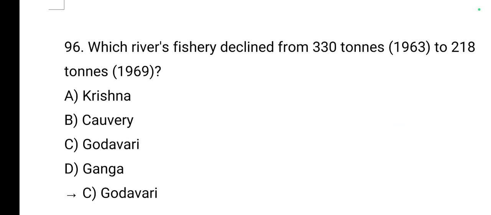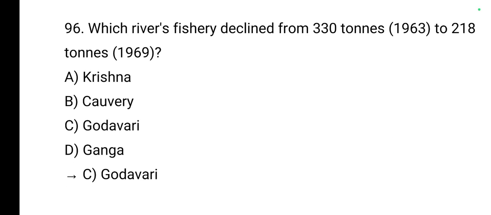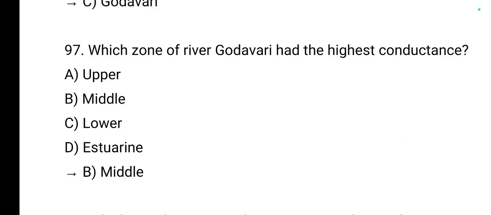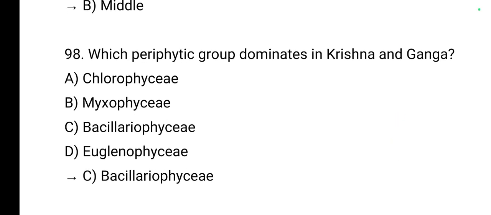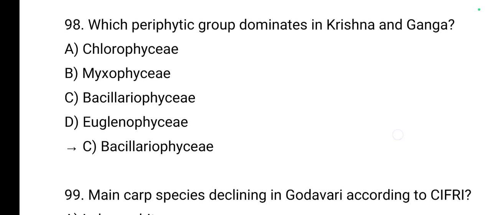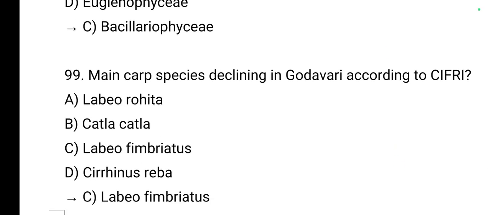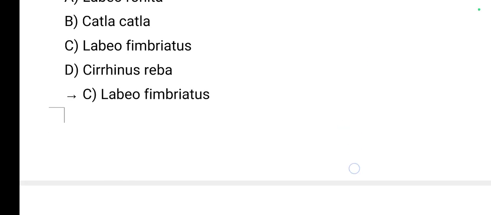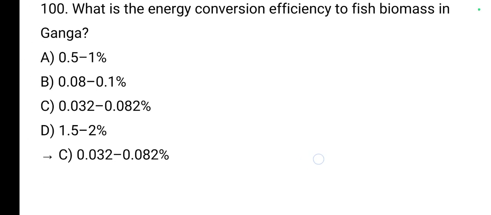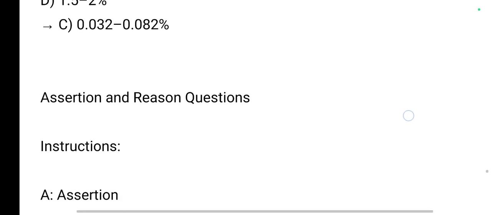Which river's fishery declined from 330 tons to 218 tons? So the answer will be Godavari. Which zone of river Godavari had the highest conductance? So it is middle. Which periphytic group dominates in Krishna and Ganga? So the answer will be Bacillariophyceae. Main carp species declining in Godavari according to fisheries is Labeo fimbriatus. What is the energy conversion efficiency to fish biomass in Ganga? So that is 0.032 to 0.082%.